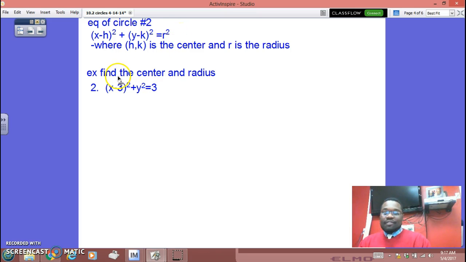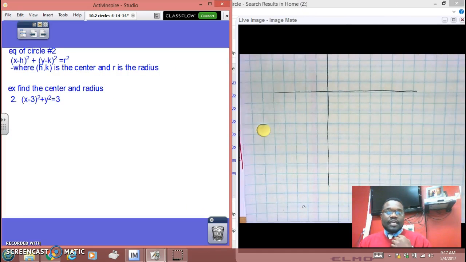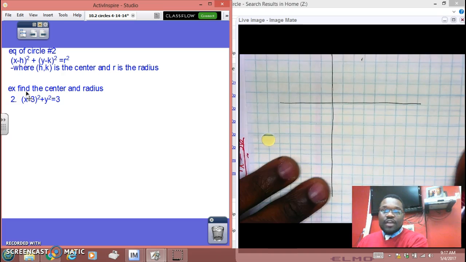And so here we have another example of finding the center and radius. And I'll go ahead and graph this as well. And so let's do that. Let's take a look at that. Find the center and the radius as I look to graph.